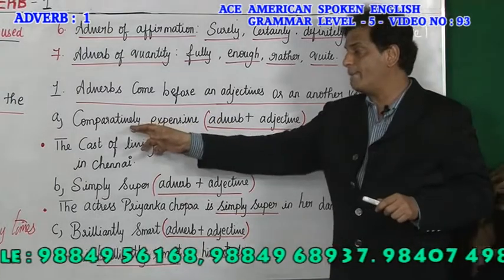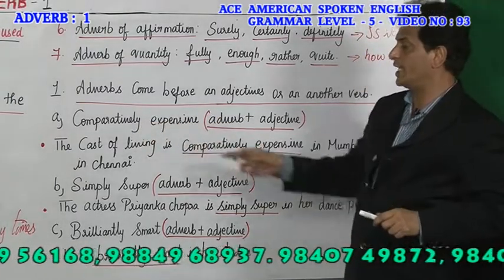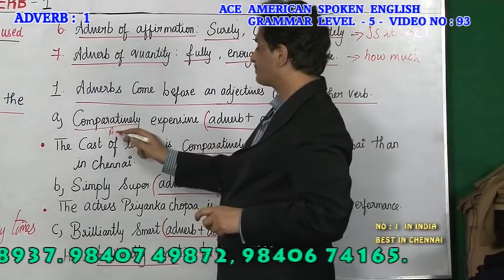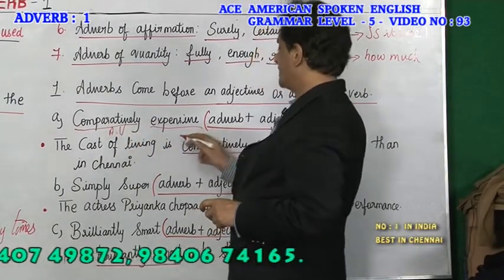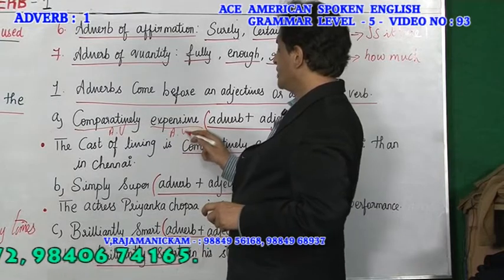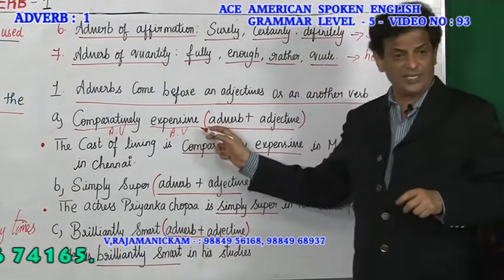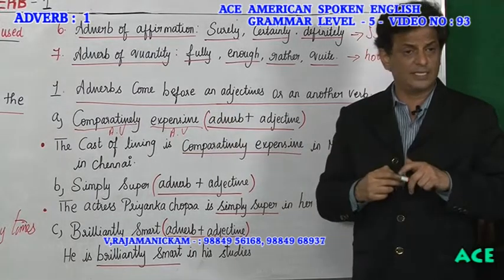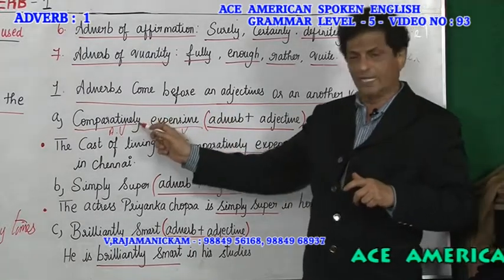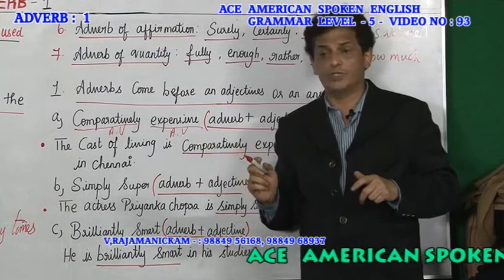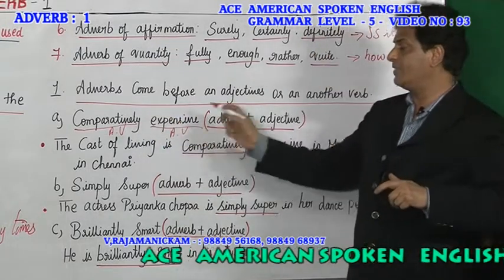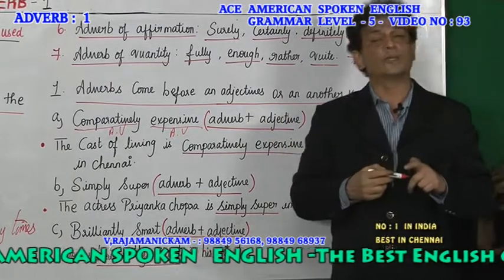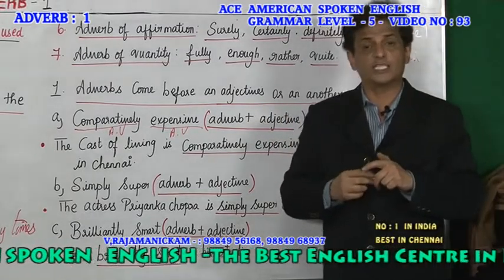See, one, comparatively expensive. Comparatively is an adverb. Expensive is an adjective. So all the words ending with IVE are adjectives. All the words ending with ELY or LY are adverbs. So comparatively expensive, one adverb and one adjective. You can use 3 or 4 adverbs and adjectives also.